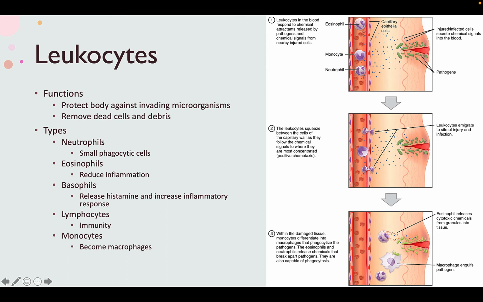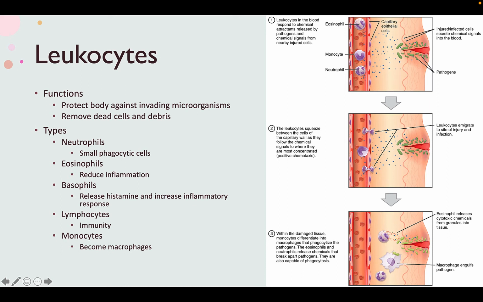Eosinophils are going to reduce inflammation in the area. Basophils release histamine and increase an inflammatory response. Lymphocytes are involved in immunity. We'll talk about those more when we get to the lymphatic system. And then monocytes become macrophages. And so macrophages are going to go on to engulf pathogens and make sure that they don't cause issues for us.